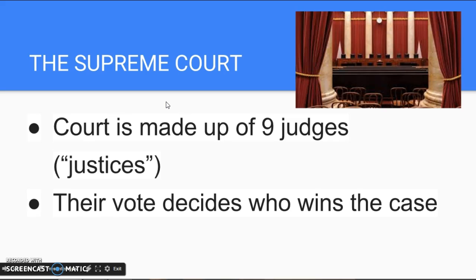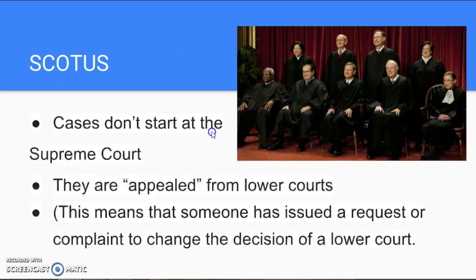And the court is supposed to be made up of 9 judges. They're called justices. And you can see a little picture here of the courtroom at the Supreme Court. And you can see that up front there's 9 chairs because the 9 justices sit there and listen to the lawyers present the cases for each side. And then those 9 justices vote to decide which side wins the case. So the vote might be 5-4, 6-3, 8-1, etc.